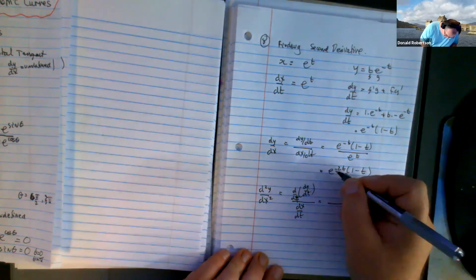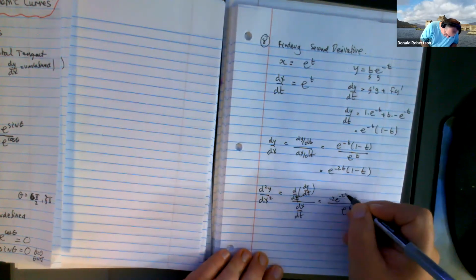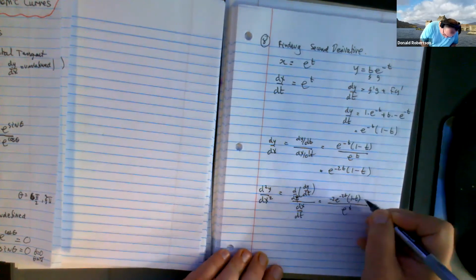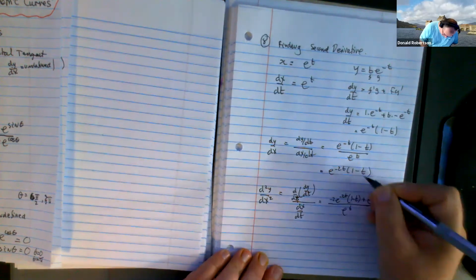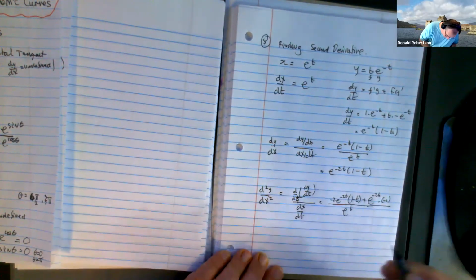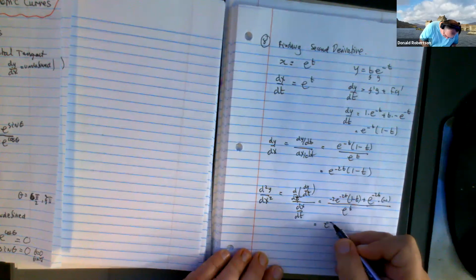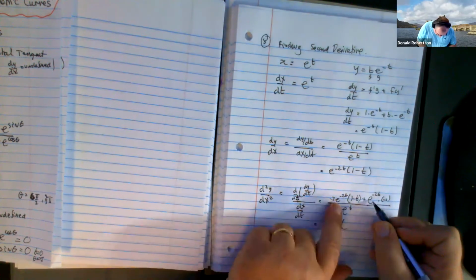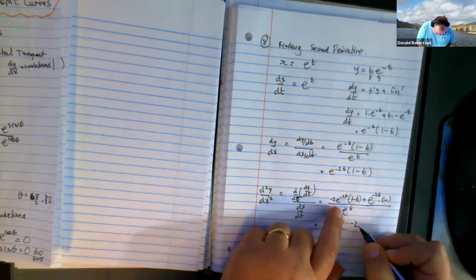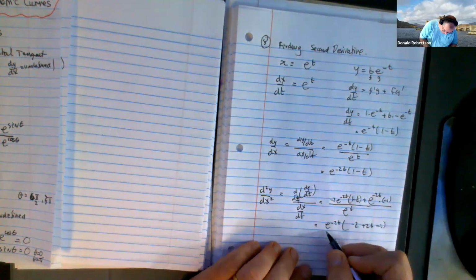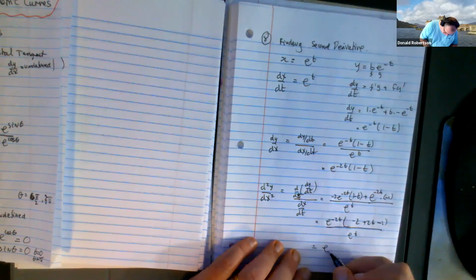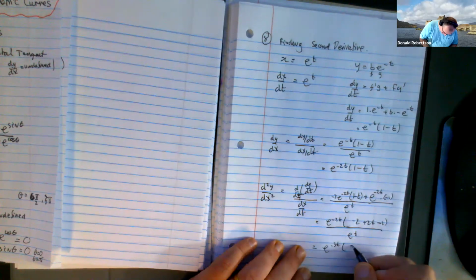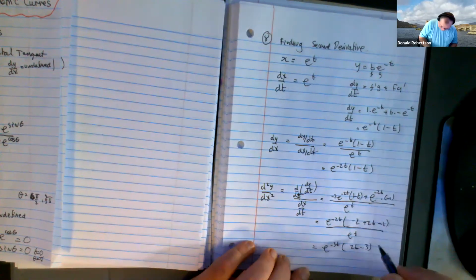f dashed is this guy, leave the g alone, plus leave the f alone, and differentiate this guy. And now what you have is e to the negative 2t, because you can pull that out as a common factor. Negative 2 times this guy, negative 2 times this guy with that guy. All over e to the t. And some style points. And we're finished.